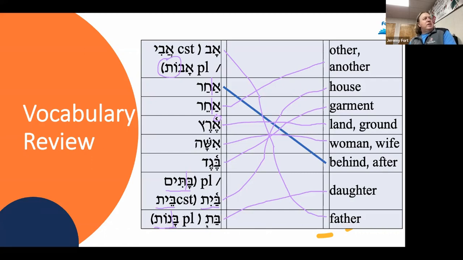Now, do you notice there's something that seems kind of strange about this, that daughter, singular, is bat, but daughters is banot. So if we were to think about this a little bit, does anyone remember the word? Go ahead. Yeah, because isn't that the word for boy, ben, son? So yes, a son is a ben, right? And so if we put the feminine plural ending on son, it makes it daughters. Daughters. Exactly. Very good. Impressive.